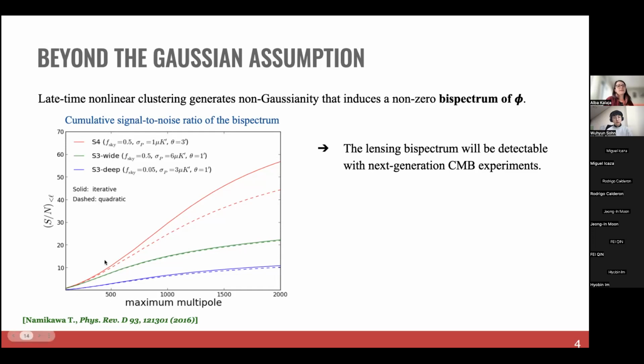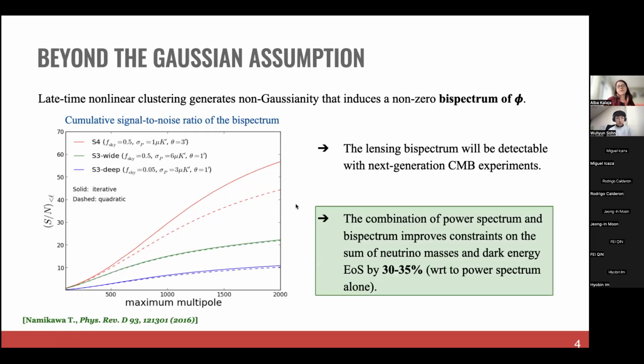You can notice that it's really impressive that already with stage 3 we could detect the lensing bispectrum, but especially with stage 4 the statistical significance increases quite a lot. And so it's something that we should definitely look at in the future.